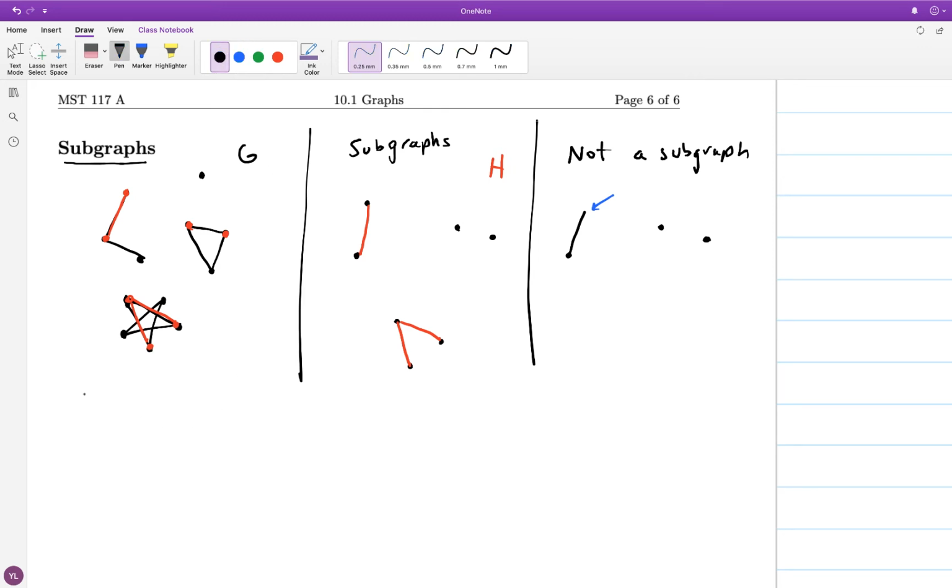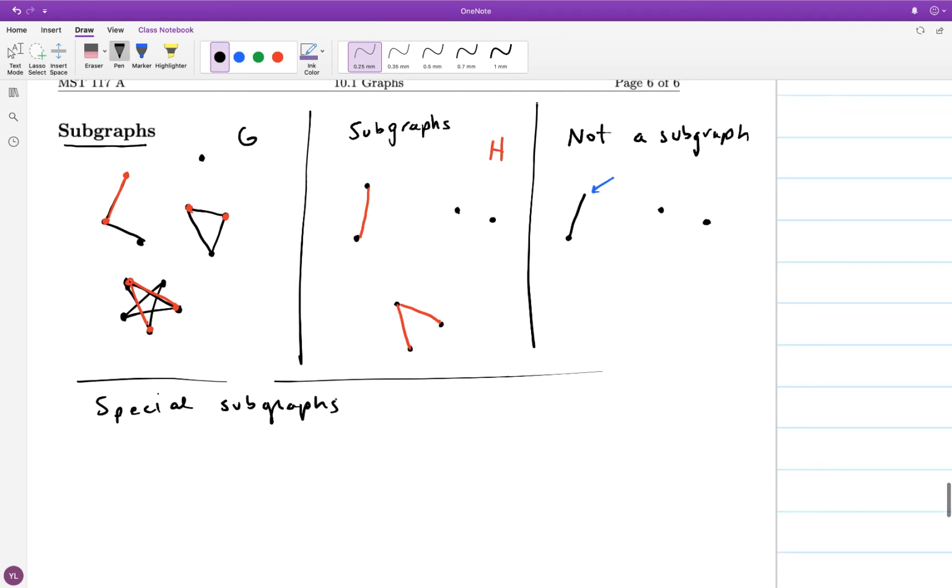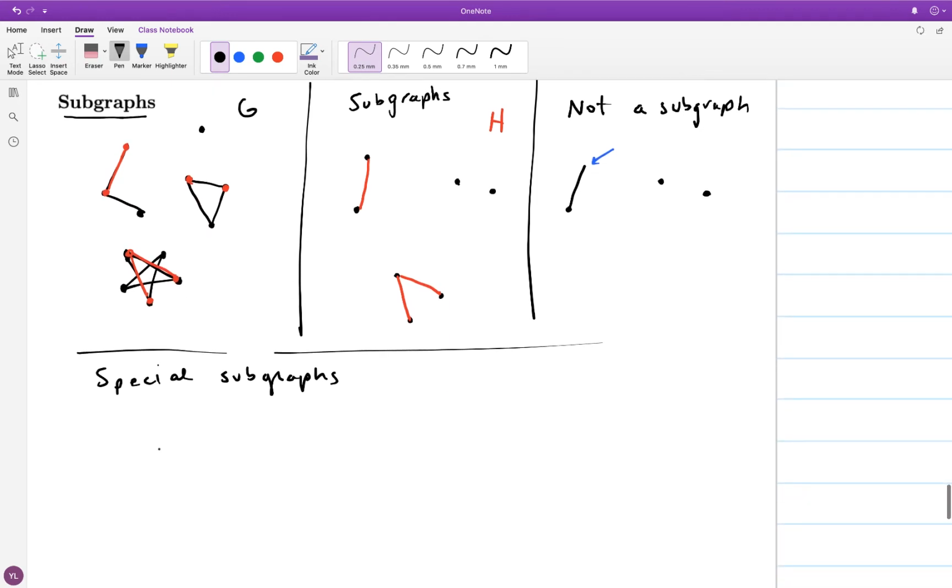There's a couple special subgraphs of any graph. So given any graph, the empty graph is a subgraph of that graph. It is the selection of none of the vertices and none of the edges. And in fact, the empty set is a perfectly good graph. I probably haven't mentioned that before. And then if you have a graph and you take the entire graph as a subgraph of G, that's a valid subgraph of the graph G as well.